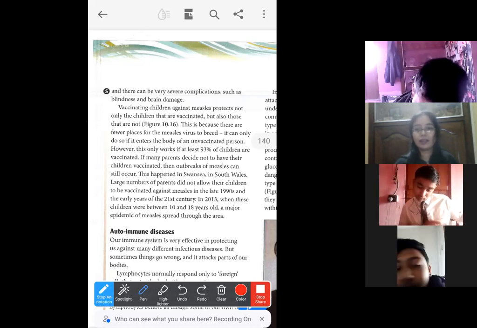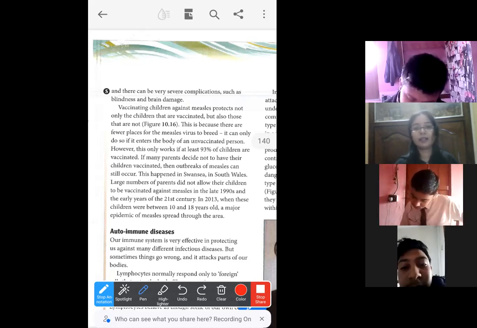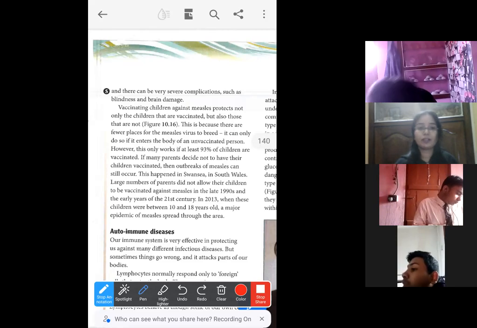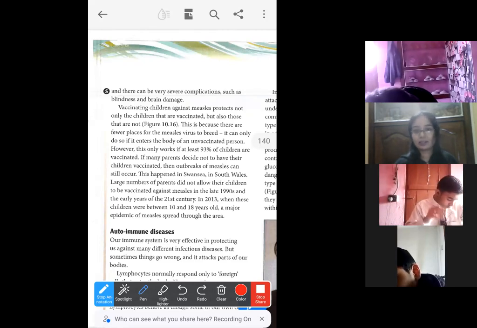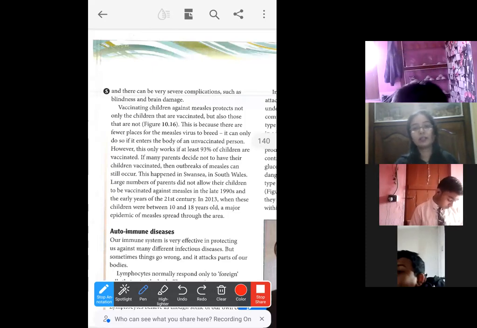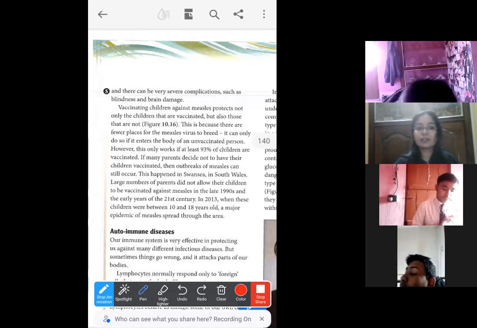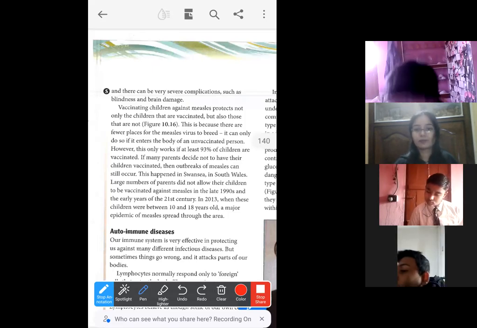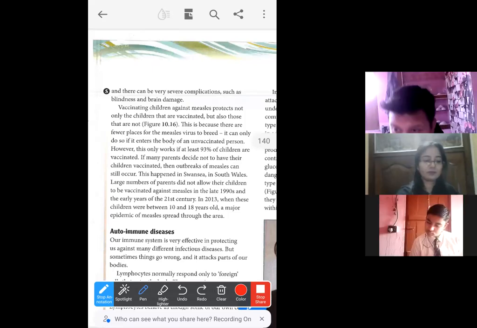So again, I'm telling you that the vaccination of around 90% of the population will protect 100% of the population from the infectious disease, or from measles, that is given in the question. You will have to write that: as vaccinating only 90% of the population will protect everyone from the measles infection, because there are fewer places for the measles virus to breed. It can only do so if it enters the body of an unvaccinated person.